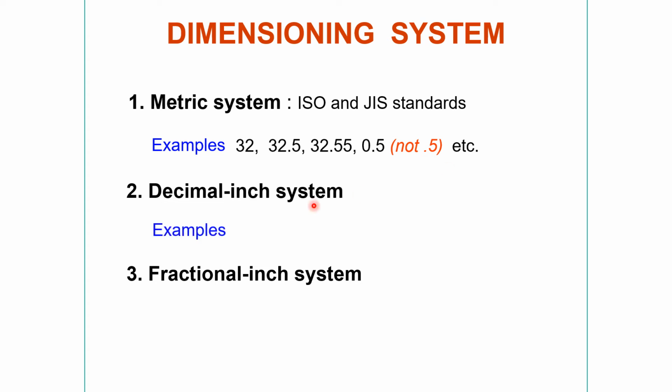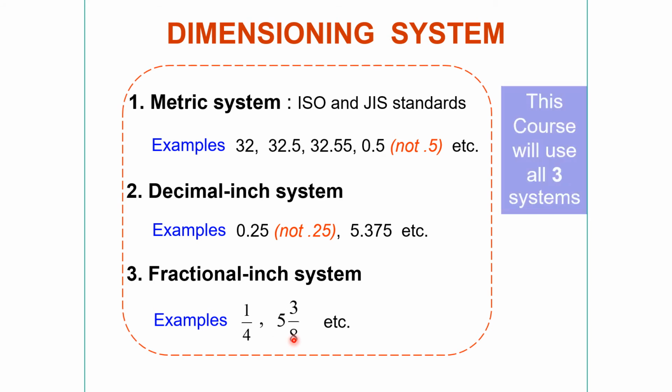In the decimal inch system, 0.25, 5.35, that is the inch system, not the fraction system. The fraction system is written with 1 by 4, 3 by 8. So all systems are okay. In this course we will discuss all three types: in millimeter, 32 millimeter, 32.5 millimeter, 32.55 millimeter, and similarly 0.25 inch, 5.375 inch, and also 1 by 4 inch, 3 by 8 inch, etc.